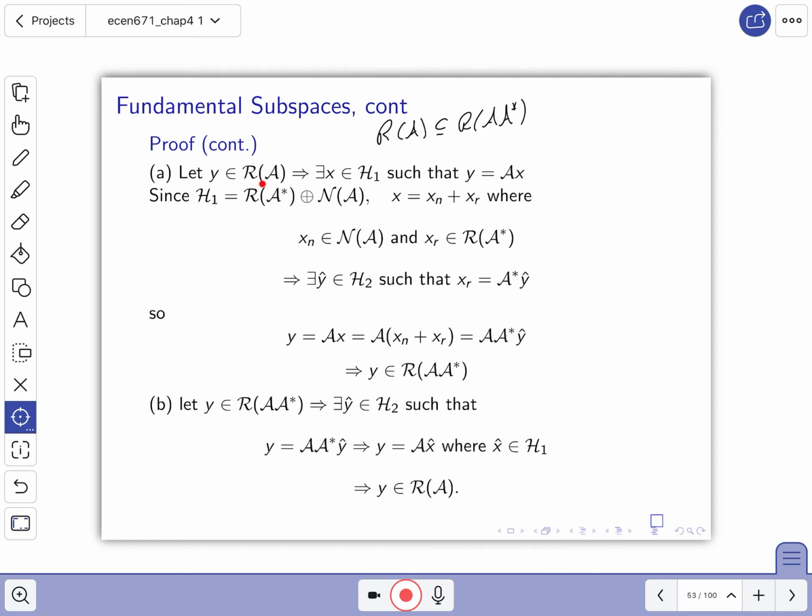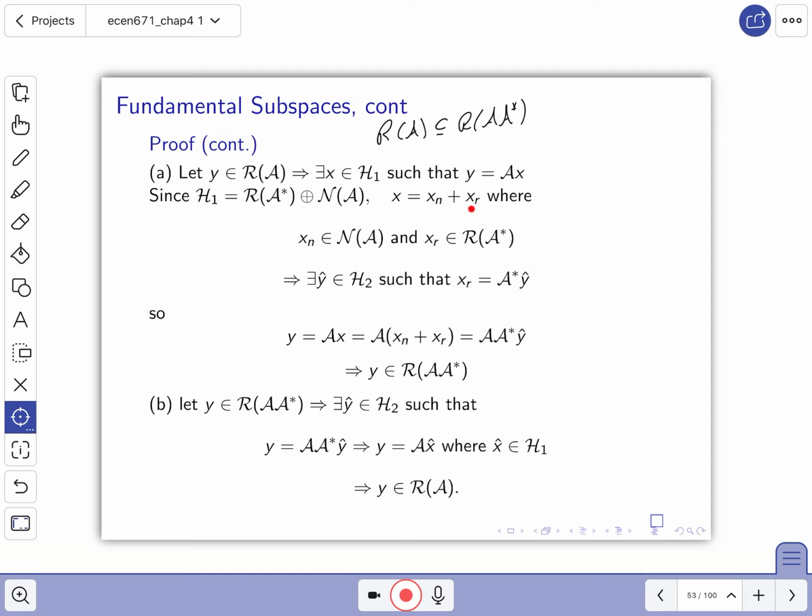So if y is an arbitrary element in the range space of A, that means there's some x in H1 so that y is equal to Ax. That's what it means for y to be in the range space of A. There's some x that maps over to y. Now, since H1 is the orthogonal decomposition of the range space of A star with the null space of A, we can write that particular x that mapped over to y as xn plus xr.